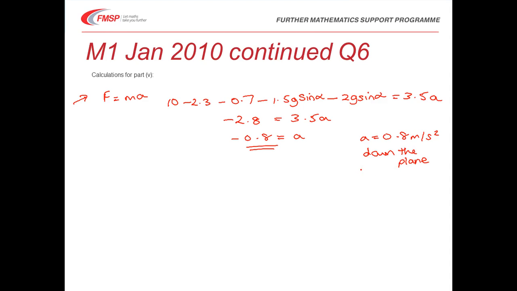So, there were 3 more marks there. There was 1 mark for doing an equation of motion. We had a B mark here for getting the correct overall mass and friction. So your total friction being 3, total mass being 3.5. And then 1 mark for the answer.